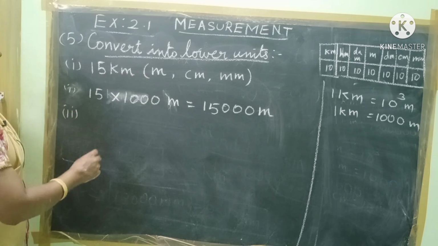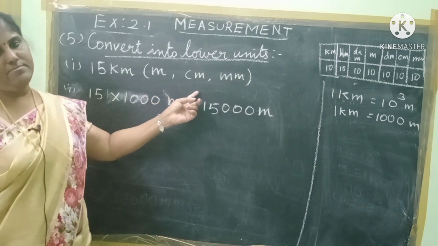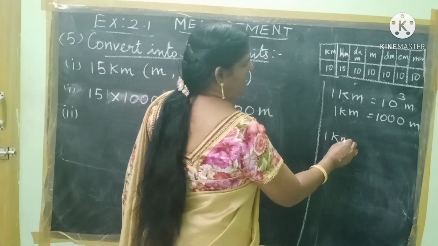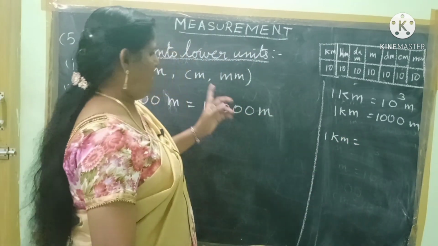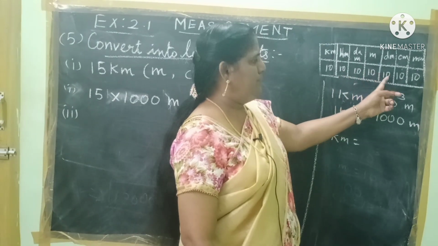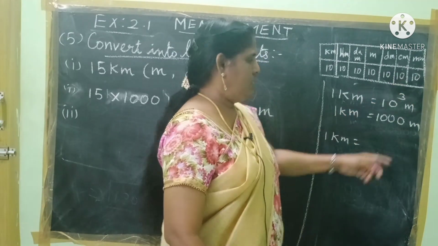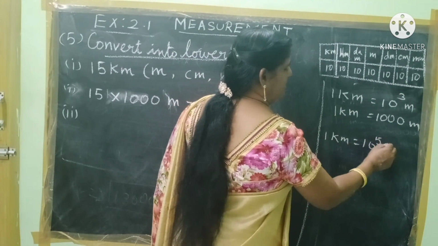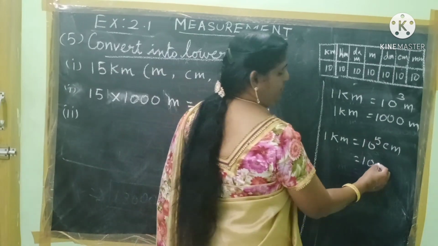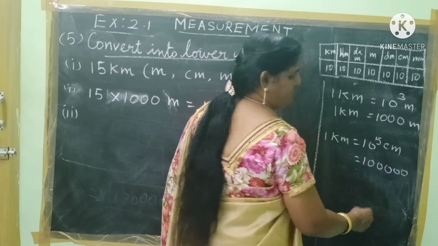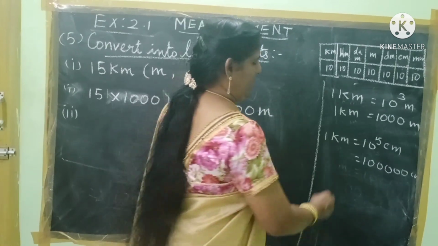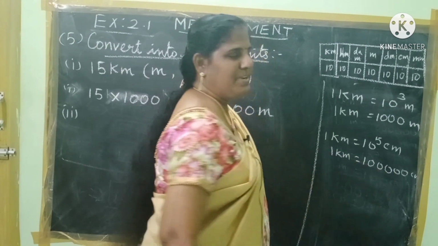Second one, kilometer to centimeter. Kilometer to centimeter means you should see that 1 kilometer equals, what is the power of tens between kilometer and centimeter? 1, 2, 3, 4, 5. Centimeter is here. So 10 to the power 5 centimeter. That means how many zeros we need to put for this? Yes, 5. 1, 2, 3, 4, 5. 5 means 1 lakh centimeter. 1 kilometer equals 1 lakh centimeter.